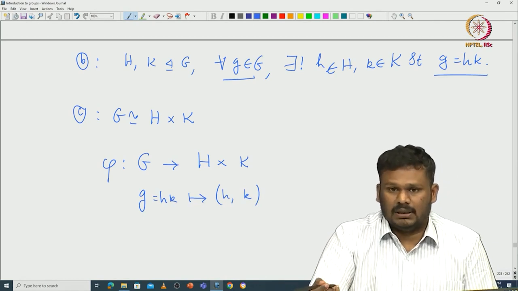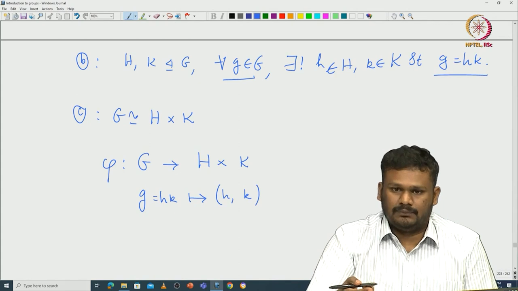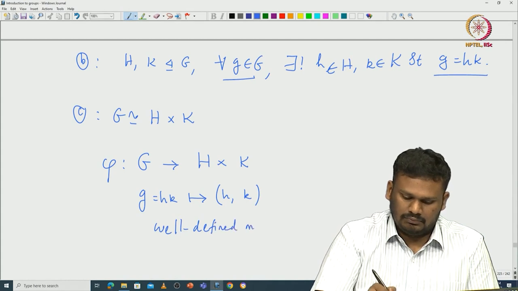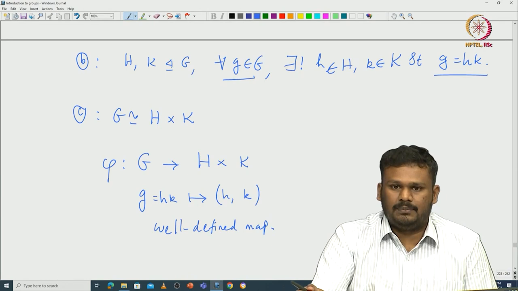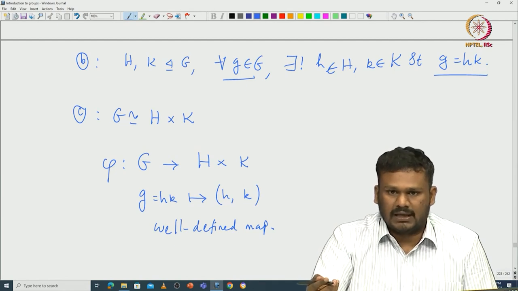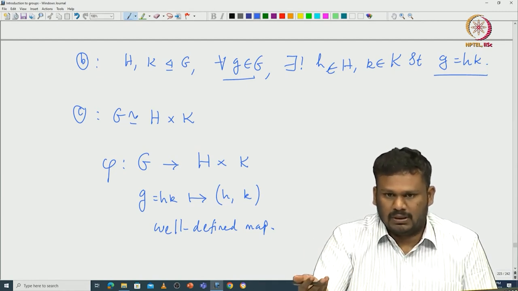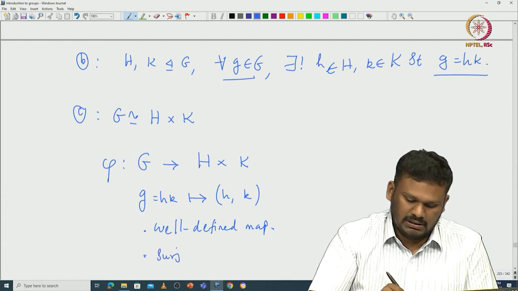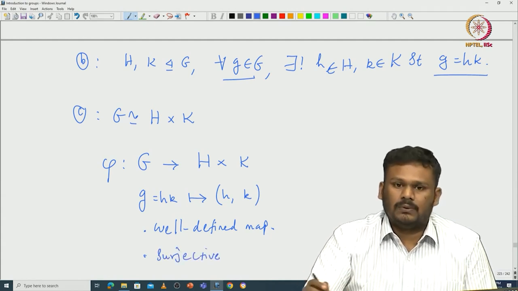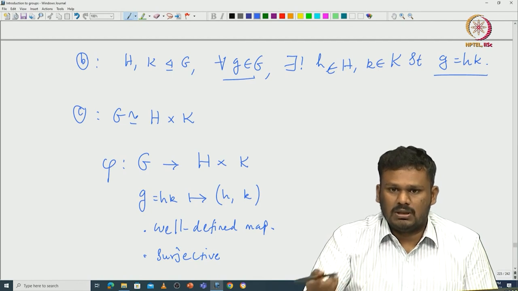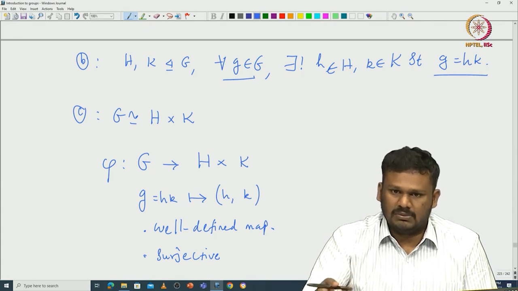So this is a well-defined map because the tuple HK is uniquely determined by G. Okay. And this is also a surjective map. Okay. Given any H, K, you can take the product HK. So that is going to be an element in capital G. Okay. So that is mapped to H, K. So this is a well-defined map, and this is a surjective map, and this is also a 1-to-1 map because if I take the tuples equal in the image, H, K equal to H dash, K dash, then H must be equal to H dash and K must be equal to K dash.